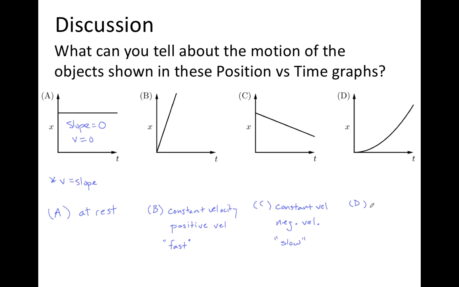And for graph D, notice that this one curves. Right? It's not a straight line. And curved graphs have changing slope. The slope over here is rather shallow. The slope over here is rather steep. And if we recall that the slope is equal to the velocity, well, the velocity has to be changing because the slope is changing. So this object has a changing velocity.